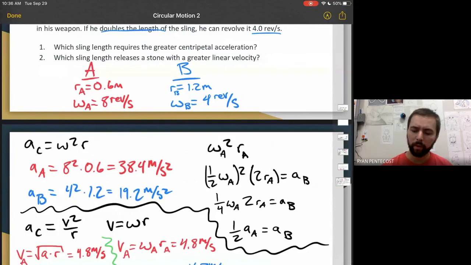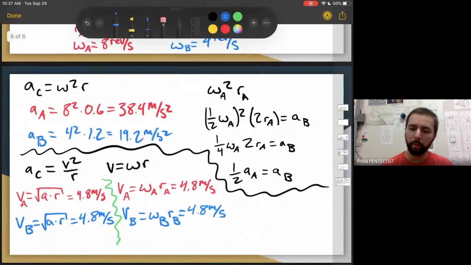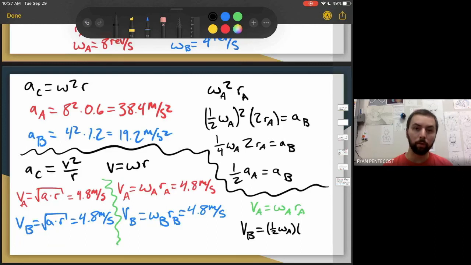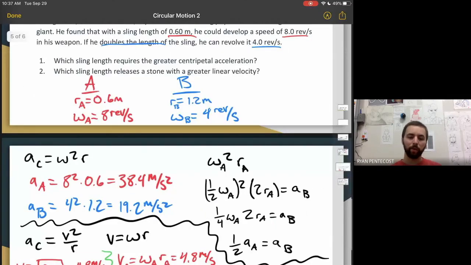Now, why would that make sense? Let's do a similar analysis like we did up above. Velocity of A equals omega A times RA. Now, if we look at the velocity for B, what did we change? Omega A gets cut in half, right? For omega B, it goes from 8 to 4. For radius A, we doubled the sling length, right? It went from 0.6 to 1.2. So that would be 2 times radius A. What do you know? 1/2 and 2 cancel. VB should equal VA. Nothing changes. So that all works out. No matter which sling he uses out of these two options, he will get the exact same linear velocity.